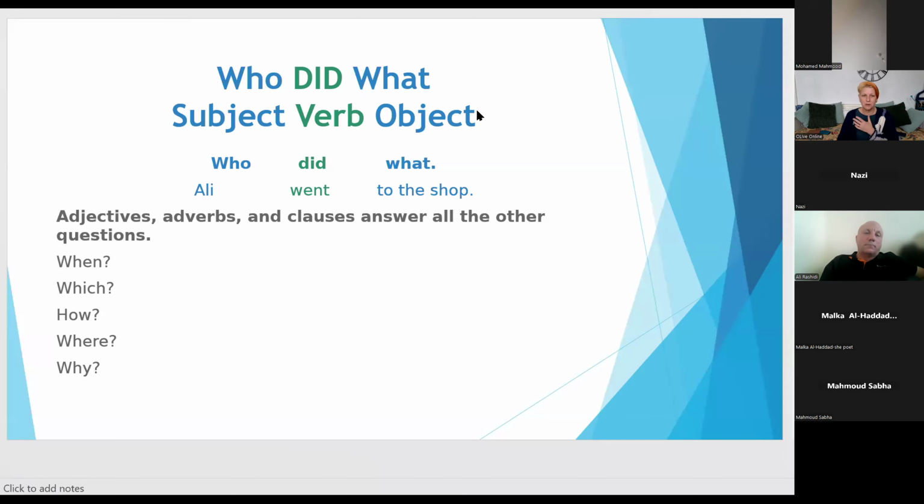So right now we've got a who did what. Ali went to the shop. Well, when did he go? There's so much we don't know. When? Which shop did he go to? How did he get there? Where was that shop? Why did he go to the shop? All of these questions we can answer with adjectives, adverbs, and clauses. And getting really good at using clauses is going to make you a fluent and comfortable English speaker, and writer. And that's what we're aiming for.